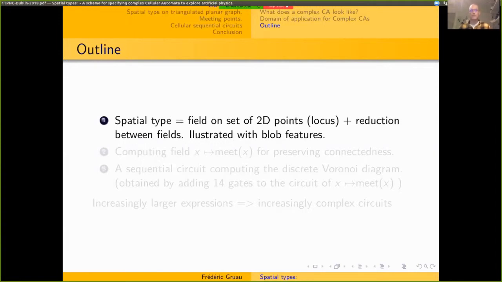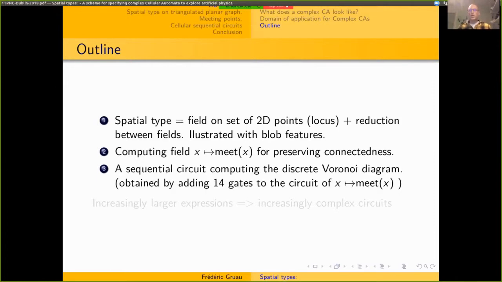Data consists of fields over sets of 2D points. The sets are called locus. Operators of spatial types consist mainly of reductions that are applied to one field and produce another field. We'll consider blobs, which are connected sets of points, and illustrate simple computation of blob features such as the frontier of a blob. We will then compose several reductions to compute a non-trivial field called meet, or meeting points, which is useful to preserve connectedness of blobs when moving them.